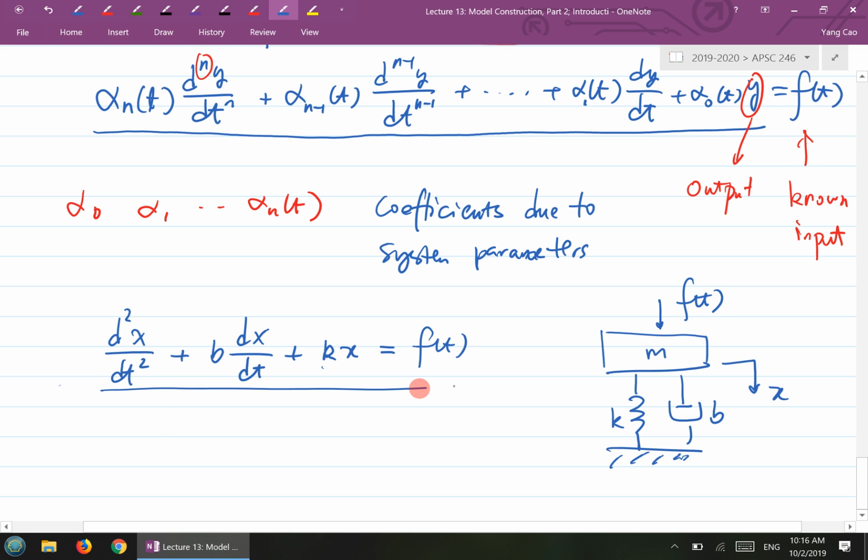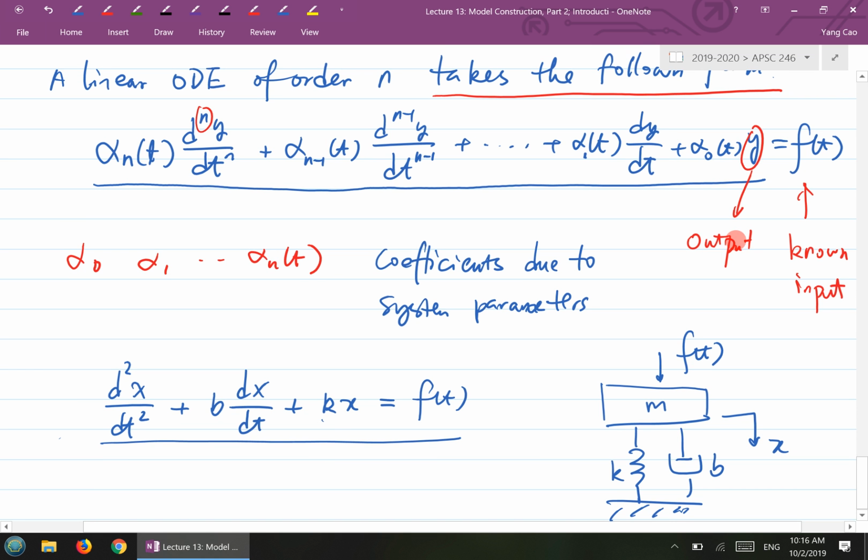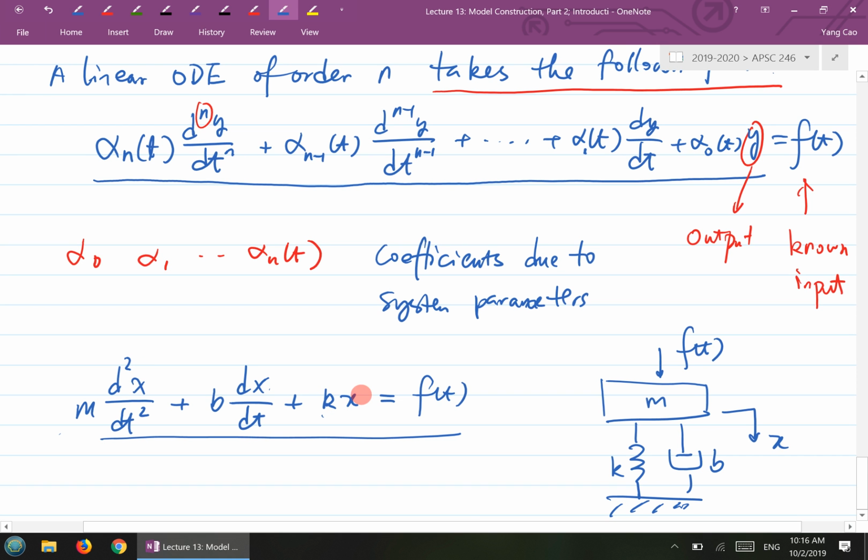Let's take a look at whether this is a linear ODE or not. We compare this with this format. You can see it has nothing else but the derivative of an unknown function, and the coefficient for each term is in this format. So this is a linear ODE. What is a linear ODE? A linear ODE basically means this is a linear system. If you use this to represent a system, it is a linear system.